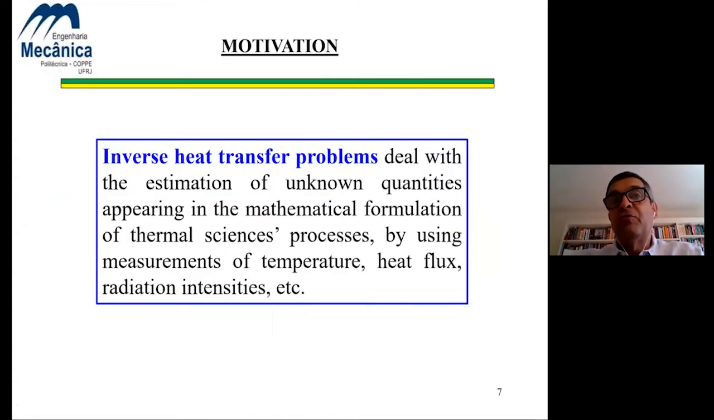It's also a great motivation for me, the application of inverse analysis in problems related to the thermal treatment of cancer. Inverse heat transfer problems deal with the estimation of unknown quantities appearing in the mathematical formulation of processes in thermal science, possibly using different kinds of measurements like temperature, heat flux, radiation densities, etc.